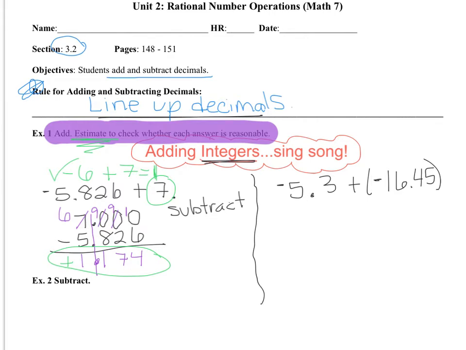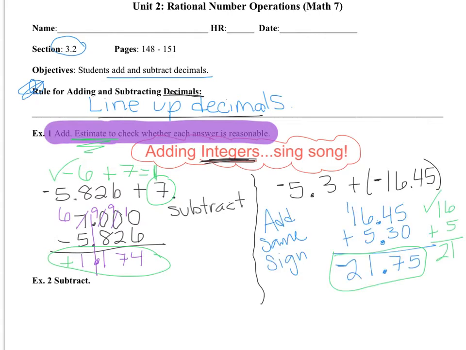Now it is your turn to try it on your own. So I need you to follow your integer rules and your decimal rules to add -5 and 3/10 plus -16 and 45 hundredths. So try that on your own and see if you can do it correctly.